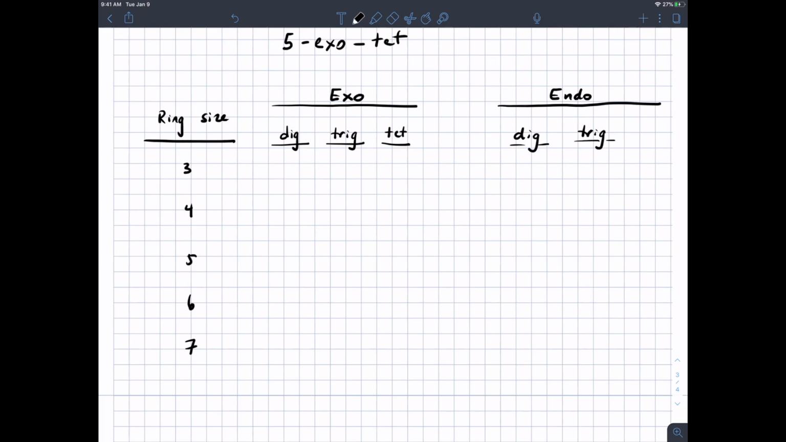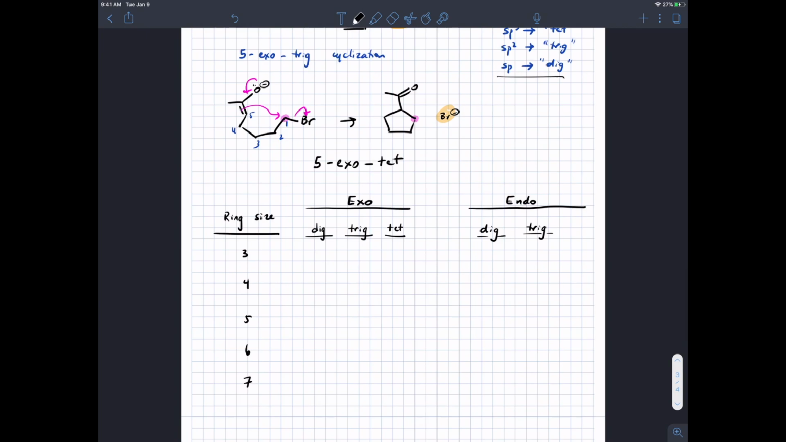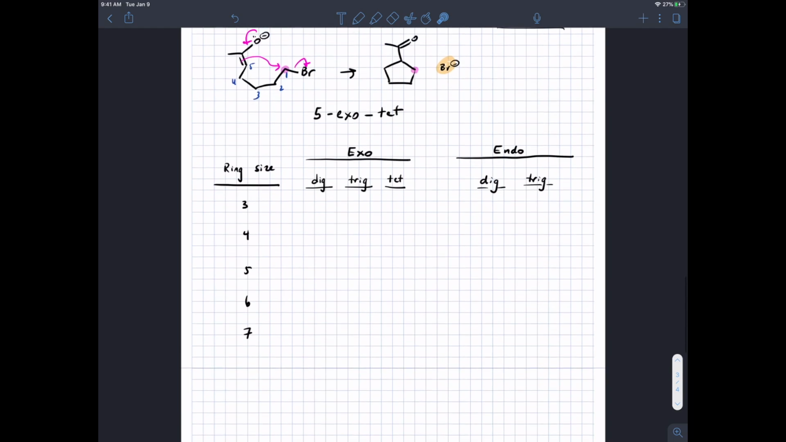Why not? Does anybody see a reason why you couldn't actually ever have an endo cyclization with a tet or sp3 hybridized carbon? Yeah, that's exactly right. So in order for this to happen, I would somehow have to attack bromine. And if I made a ring there, then there would be too many bonds to bromine or too many bonds to carbon. Yeah, it just doesn't work. So that's why we're omitting that.